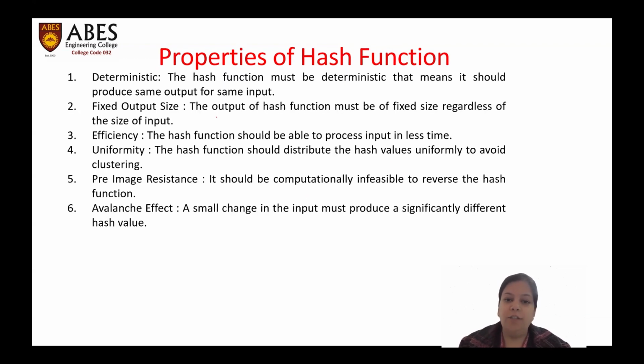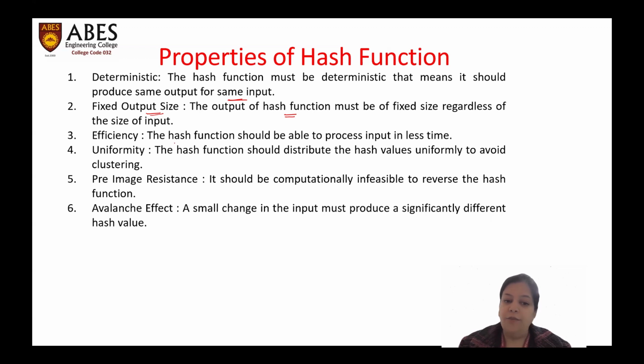The properties of hash function include being deterministic. Hash function must be deterministic, that means it should produce the same output for the same input. Then it should produce fixed size output. That means the size of the output of the hash function must not change depending upon the size of input. It should be fixed, and for different sizes of inputs, it should produce a fixed size of output.